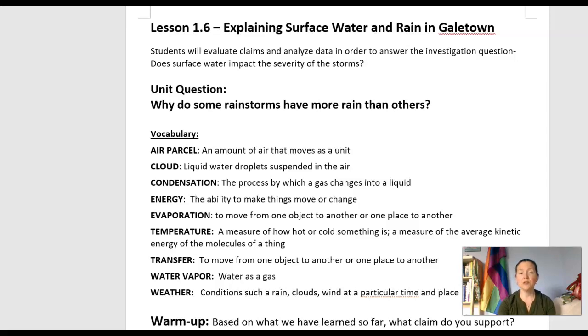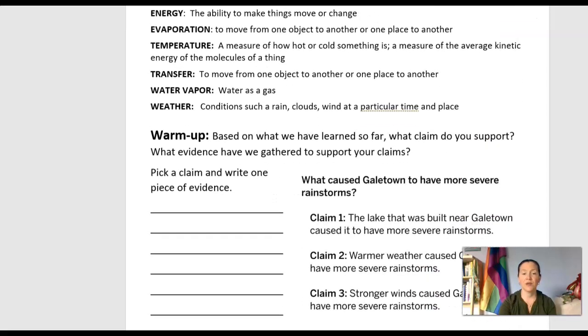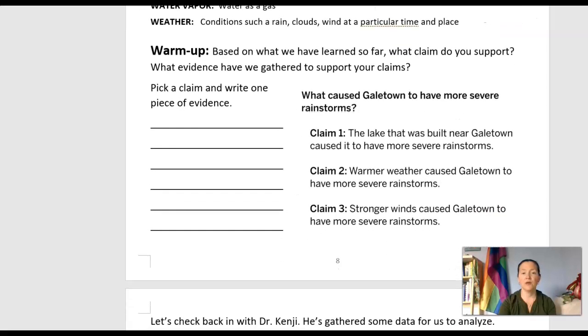Let's quickly look at the vocabulary just to remember what we're talking about here. You'll see on the screen or on your packet our list of words from last time: air parcel, cloud, condensation, energy, evaporation, temperature, transfer, water vapor, and weather. So we're going to move on to our warm-up.